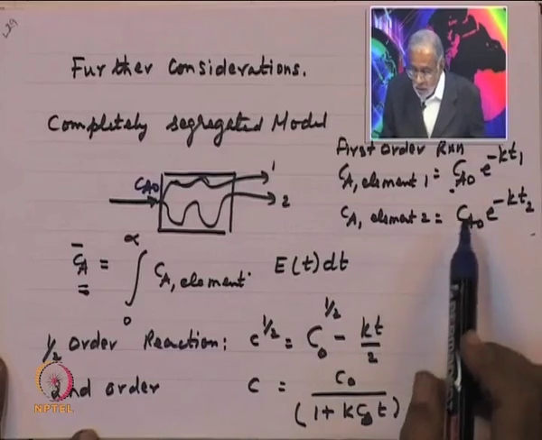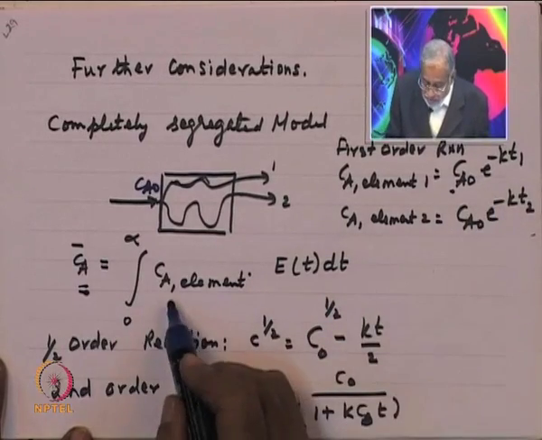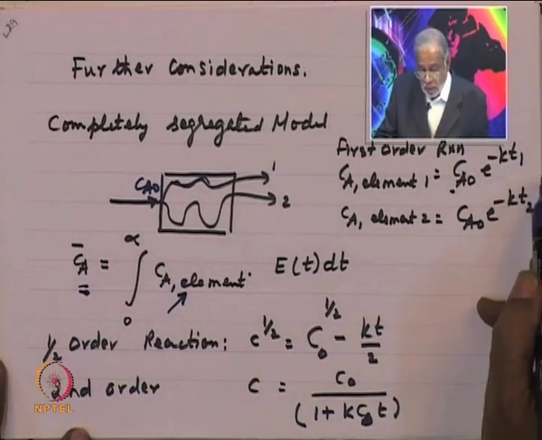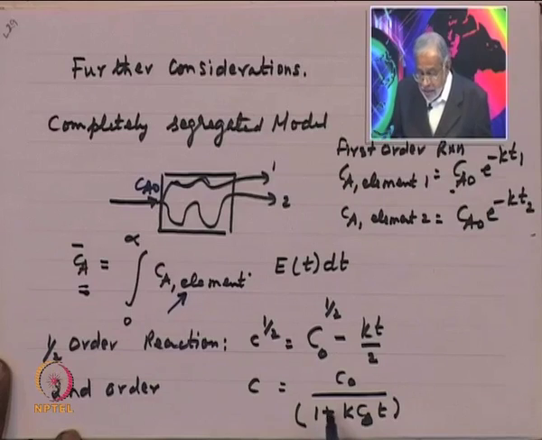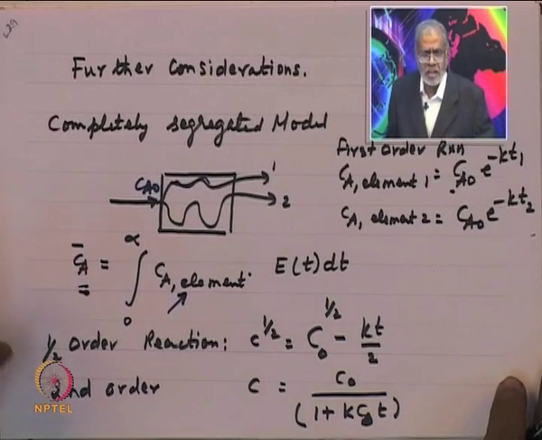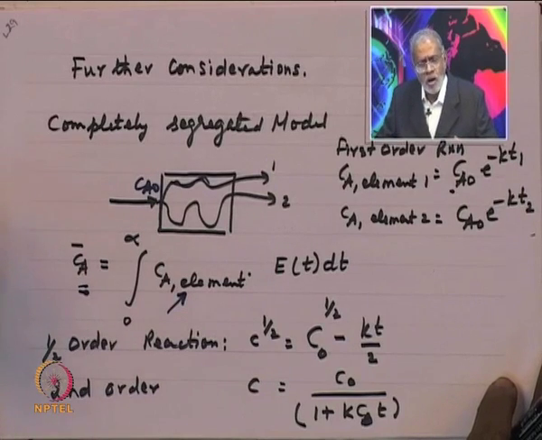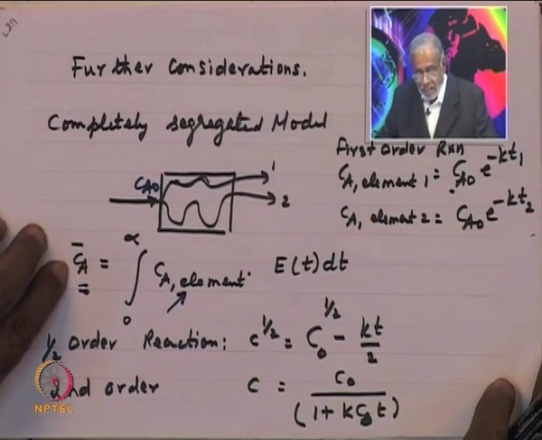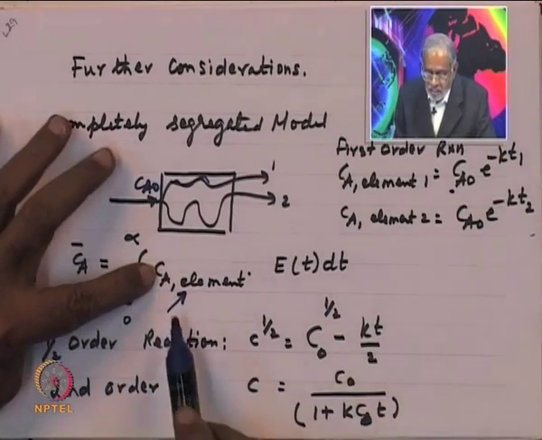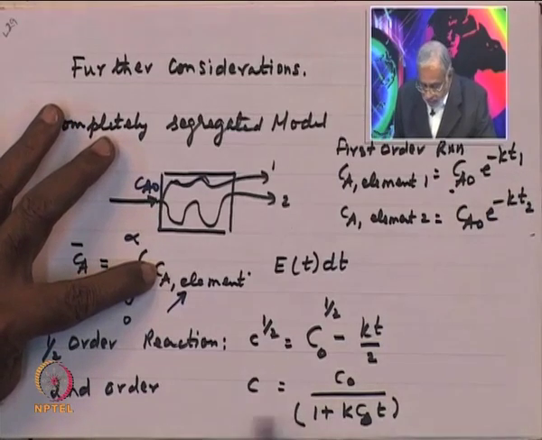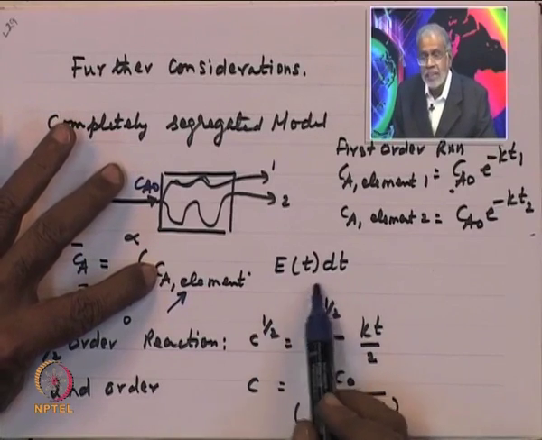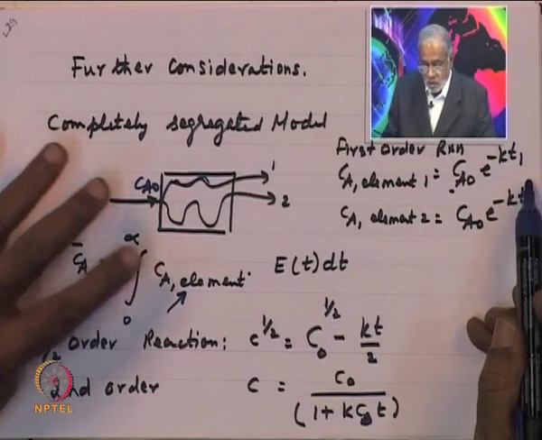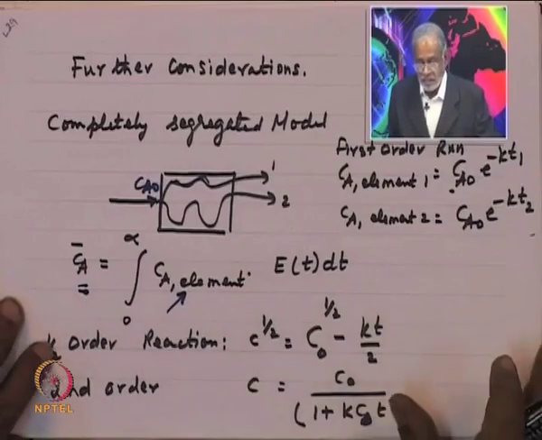element. Now, if it is a first order reaction, then the C element is given by the first order law. If it is a half order reaction, the C element is given by the half order law. If it is a second order reaction, it is given by the second order law. So, what we are trying to say here is that if the completely segregated model is the description that we have chosen to understand this equipment, then the average that you would see at the exit is the C element as described by whether it is a first order reaction or second order or half order, whatever the case may be, multiplied by the residence time distribution fraction that spends the assumed time. Okay, that is how we understand the completely segregated model.